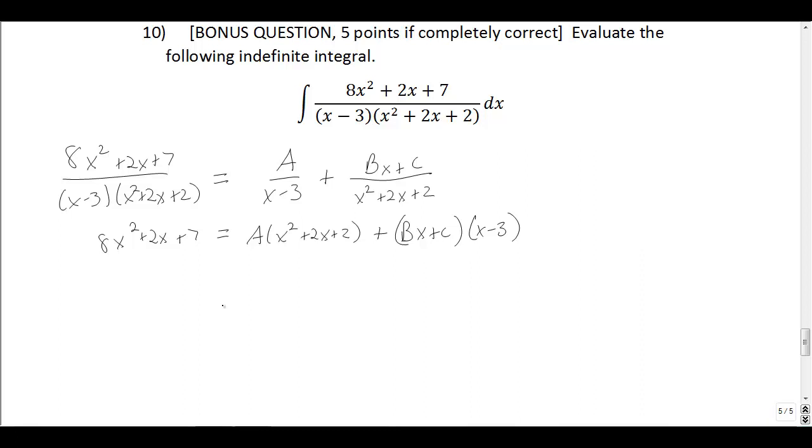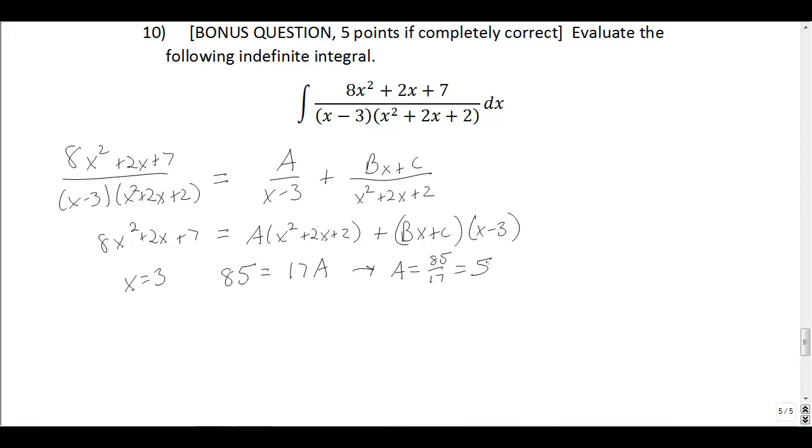So first thing I'm going to do is plug in x equals 3. Why 3? Because then this x minus 3 is 0, and this whole second term will just drop out. So I plug in a 3, let's see. 3 squared is 9, times 8 is 72, plus 6 is 78, plus 7 is 85. 3 squared is 9, plus 2 times 3 is 6, 15, I get 17. So 85 is 17A, and then this term drops out. And so what you get is A is 85 over 17, which works out to just be 5. So 85 divided by 17 is 5.